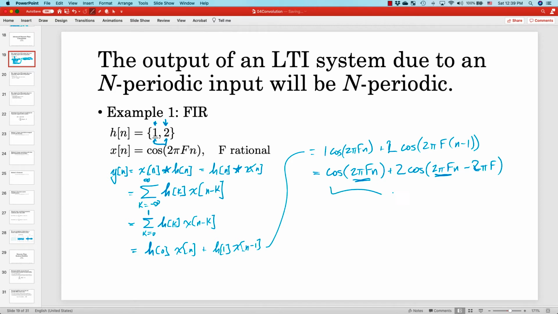Okay, so this is going to be an amplitude scaled and phase shifted cosine at frequency F, which if we started with an N period will end up with an N period. Okay. And that is true for any finite length of impulse response. So I just picked a length 2 here, but you could keep doing this and you would get more sums of cosines together.